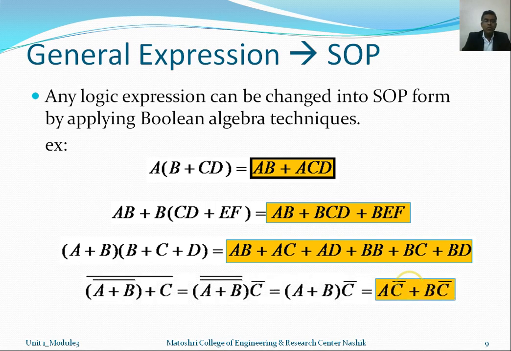Similarly, for whole complements, we apply De Morgan's theorems of Boolean algebra. We break the whole complement and change the signs. And a double complement is nothing but the same output we are getting.